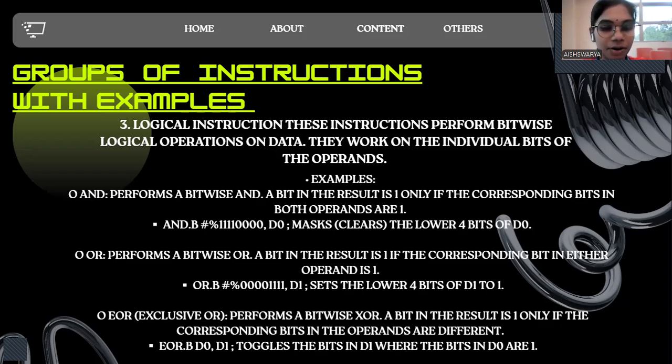EOR, exclusive OR, performs a bitwise exclusive OR. A bit in the result is 1 only if the corresponding bits in the operands are different. EOR.B D0, D1 toggles the bits in D1 where the bits in D0 are 1.